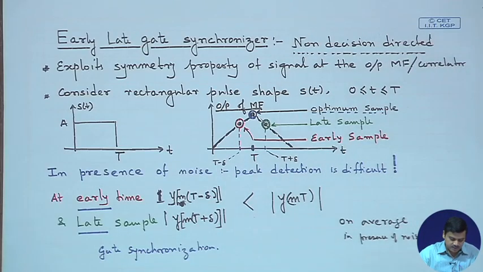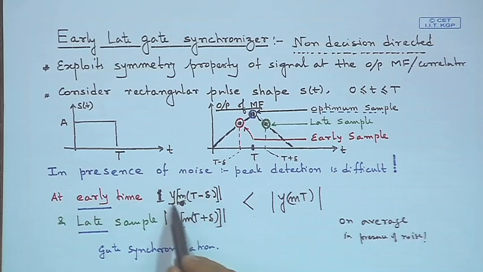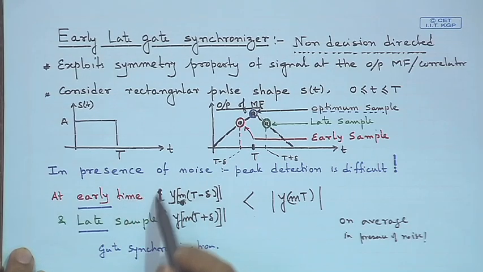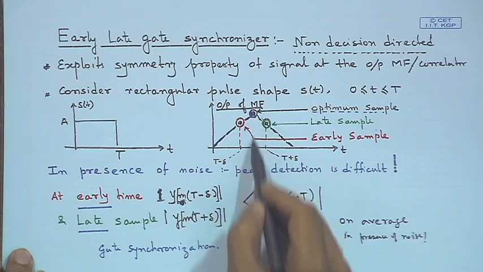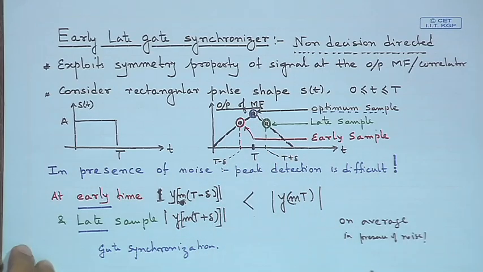So, at early time the output of the matched filter is y m t minus delta, where m is an index, and at late time y m t plus delta. If delta is 0, it is y m t, that means both are at the same point. So, m is the time index. If delta is 0, you have y at an integer multiple of time, right. On average, these values would be less than the central value.